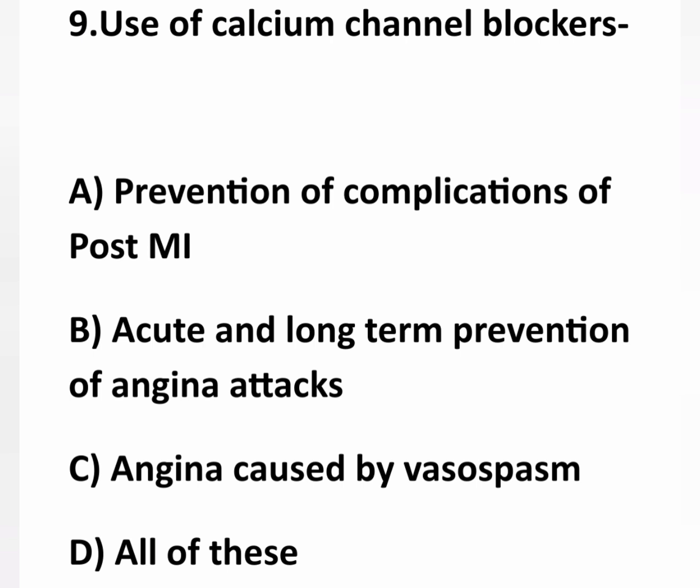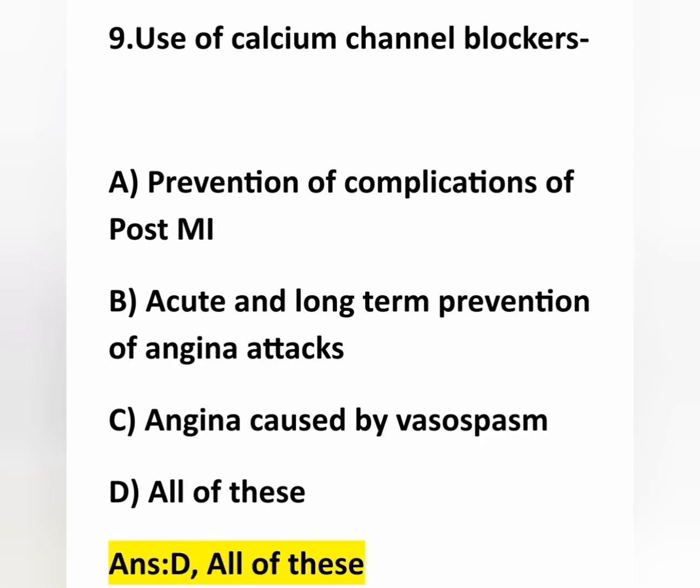Question number 9. Use of calcium channel blockers. Options are: option A, prevention of complication of post-MI. Option B, acute and long-term prevention of angina attack. Option C, angina caused by vasospasm. And option D, all of this. Here, the correct answer is option D, all of this.